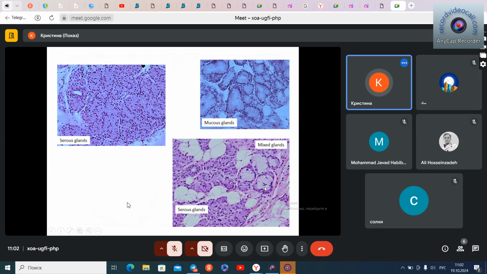in the central part, mucocytes, which have this non-stained cytoplasm and flattened nucleus moved to the basement membrane, and at the periphery, crest-like, moon crest-like serocytes with their basophilic cytoplasm and round nuclei.